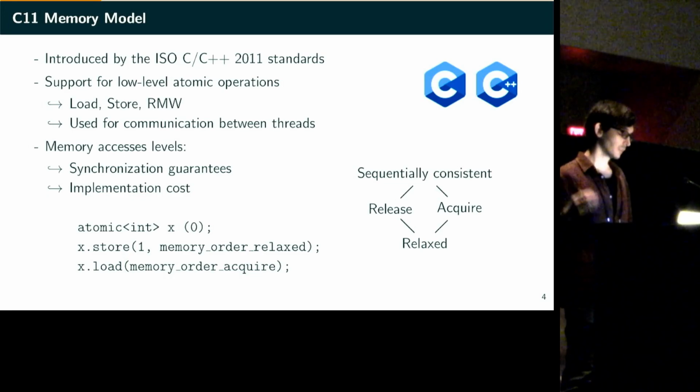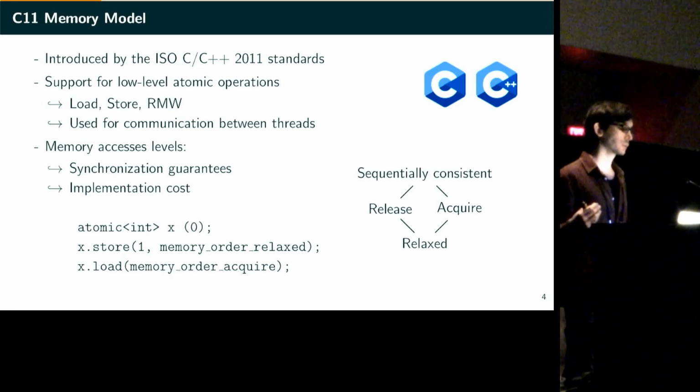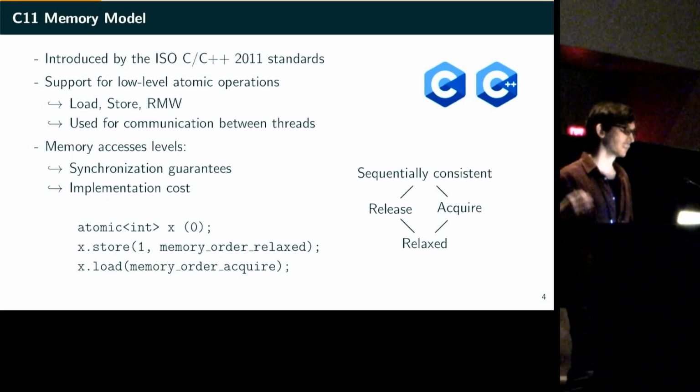For instance, here, sequential consistency offers the highest synchronization guarantees, but it is the most costly one. Whereas relaxed offers the least guarantees, but is the cheapest one, and so on. And here we also have some real code snippet that shows how these atomics can be used in practice.